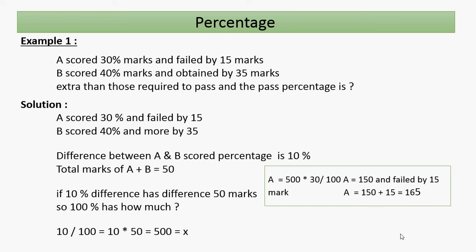But how many marks did A fail by? That is 15. So 150 plus 15 marks, it is 165 marks to pass that exam, right? So let's see how many percent are required to pass. 165 divided by 500, and we get 33% to pass the exam.